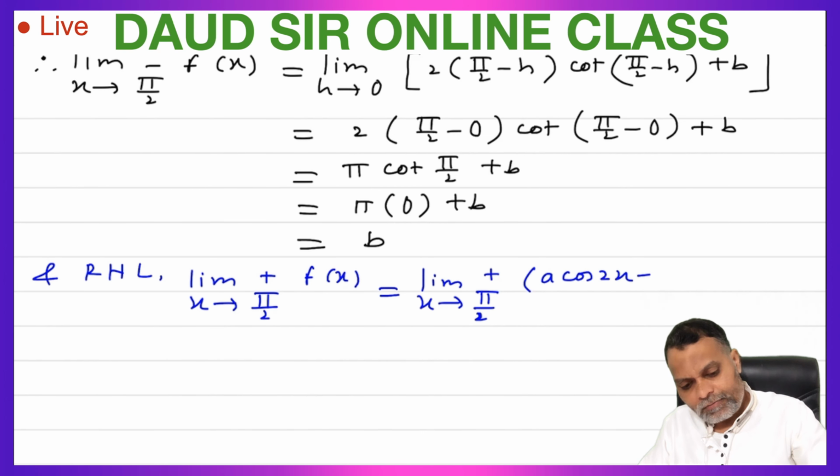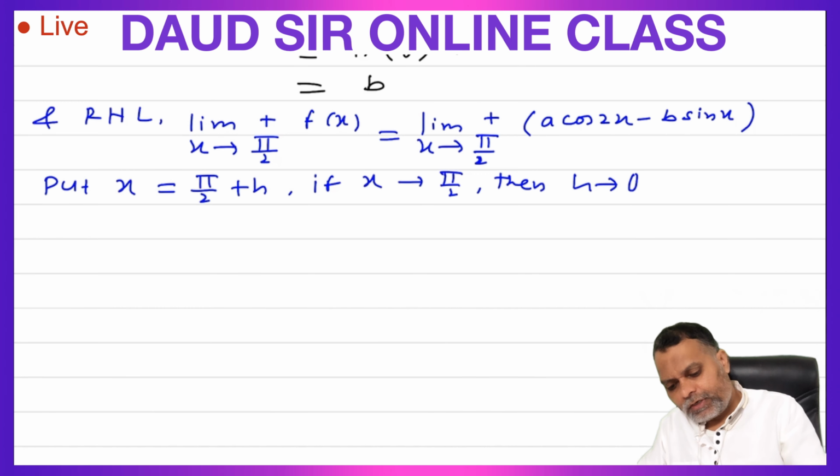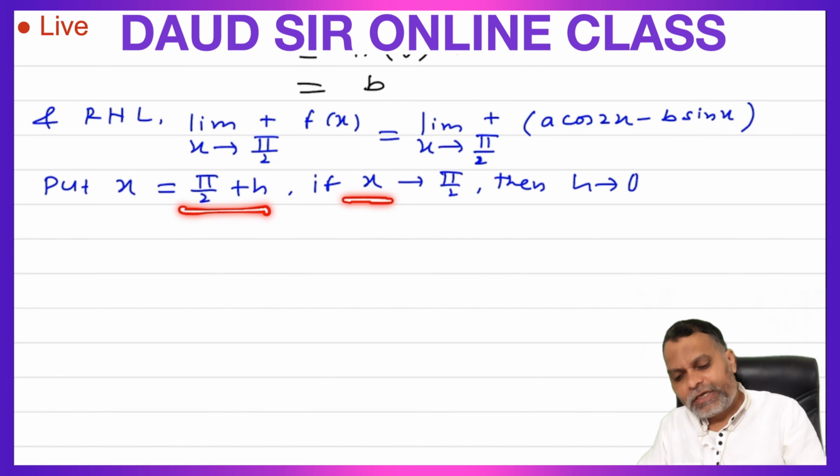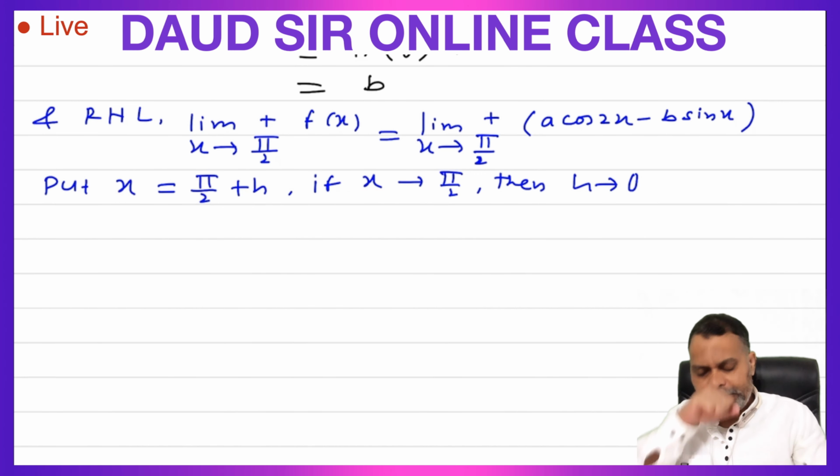Now for right hand limit we have to put a plus h. Here a is equal to pi by 2. So put x is equal to pi by 2 plus h. Change tends to: if x tends to pi by 2 then h tends to 0. How is it 0? Put this pi by 2 plus h here, pi by 2 plus h tends to pi by 2, pi by 2 gets cancelled, so h tends to 0.